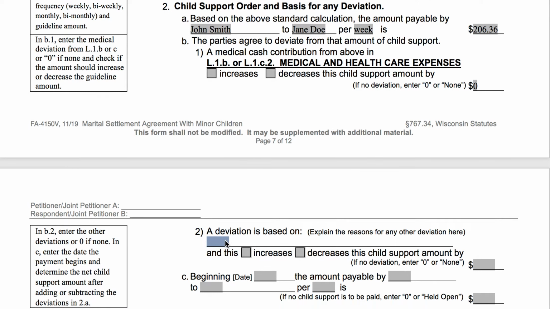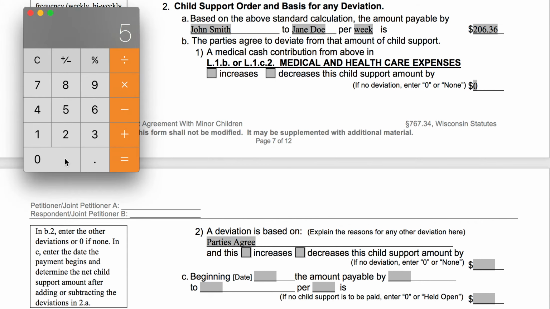We most commonly just have people say that the parties agree. If that's your reason, great. If there's some other reason you want to put, you can. Parties agree and dad is paying for babysitting or whatever. You can put that in, but most folks just put parties agree. But again, you'll write whatever your reasoning is. And then you'll indicate what it's going to do to this number. So if John and Jane were agreeing for him to pay $500 per month, then we would take the $500 minus 206.36, and we would say here it increases it by $293.64 per week.